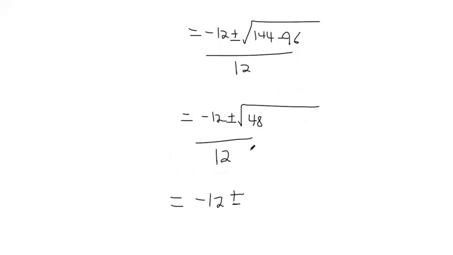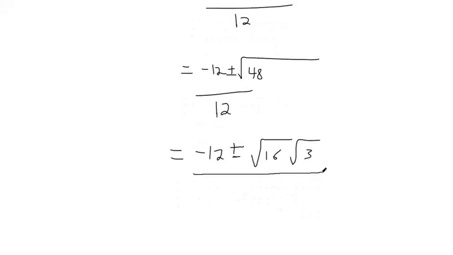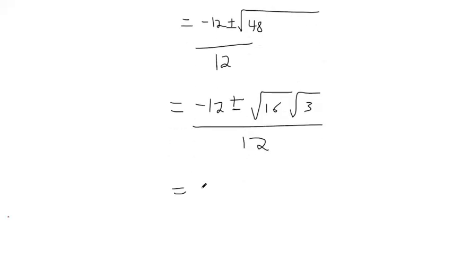But the square root of 48, we can simplify it because you can take out a 16. That makes 48, and then over 12. Okay, you can factor out a 16 from 48, and the reason why we do that is because we know what the square root of 16 is. That's just 4. So this is negative 12 plus or minus 4 times the square root of 3 over 12.